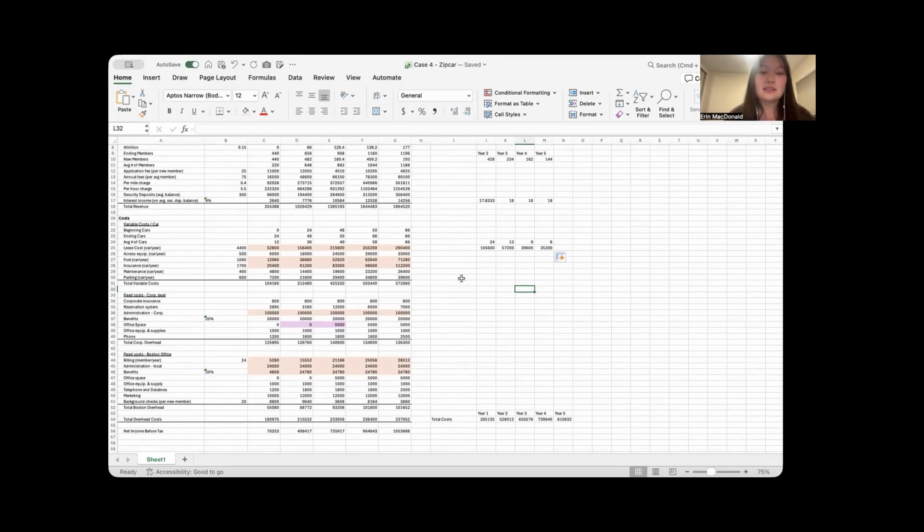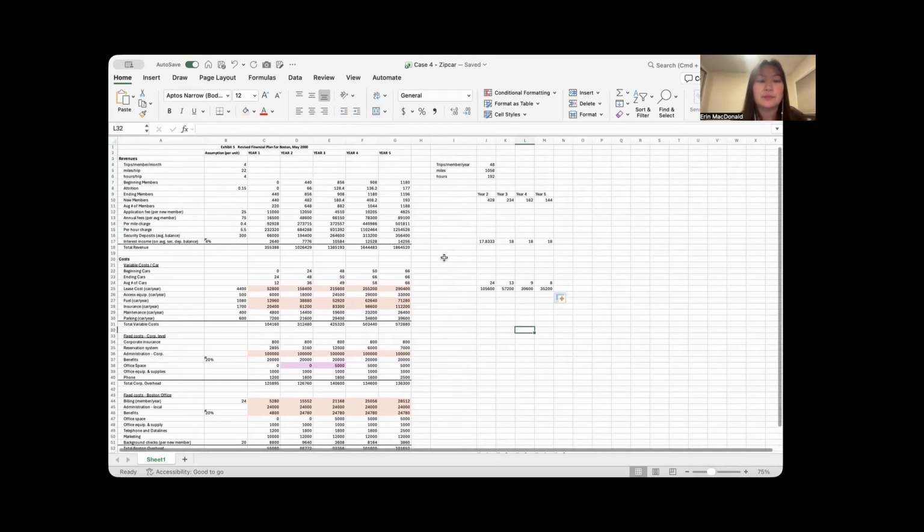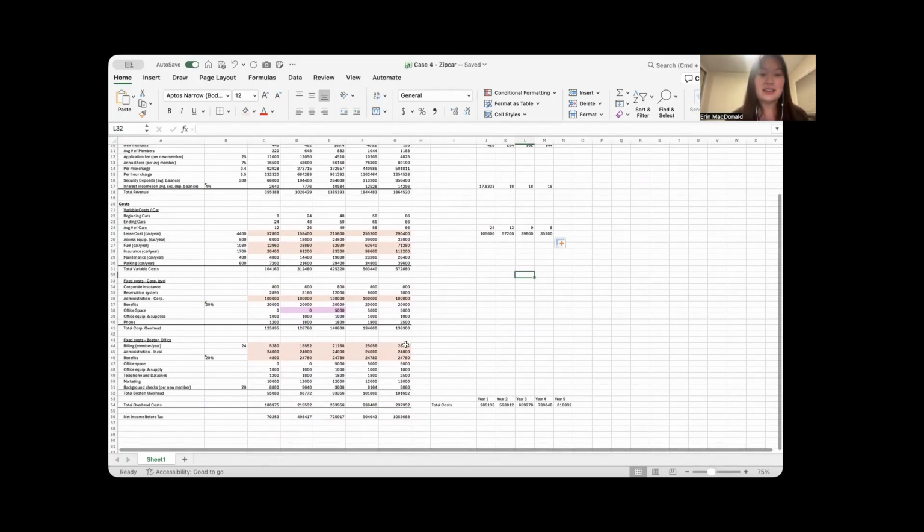But yeah, so again, like I said, it's easy to project your company Zipcar this way, but it might be an oversimplification of how things might actually turn out over the years. And that is the cost section.